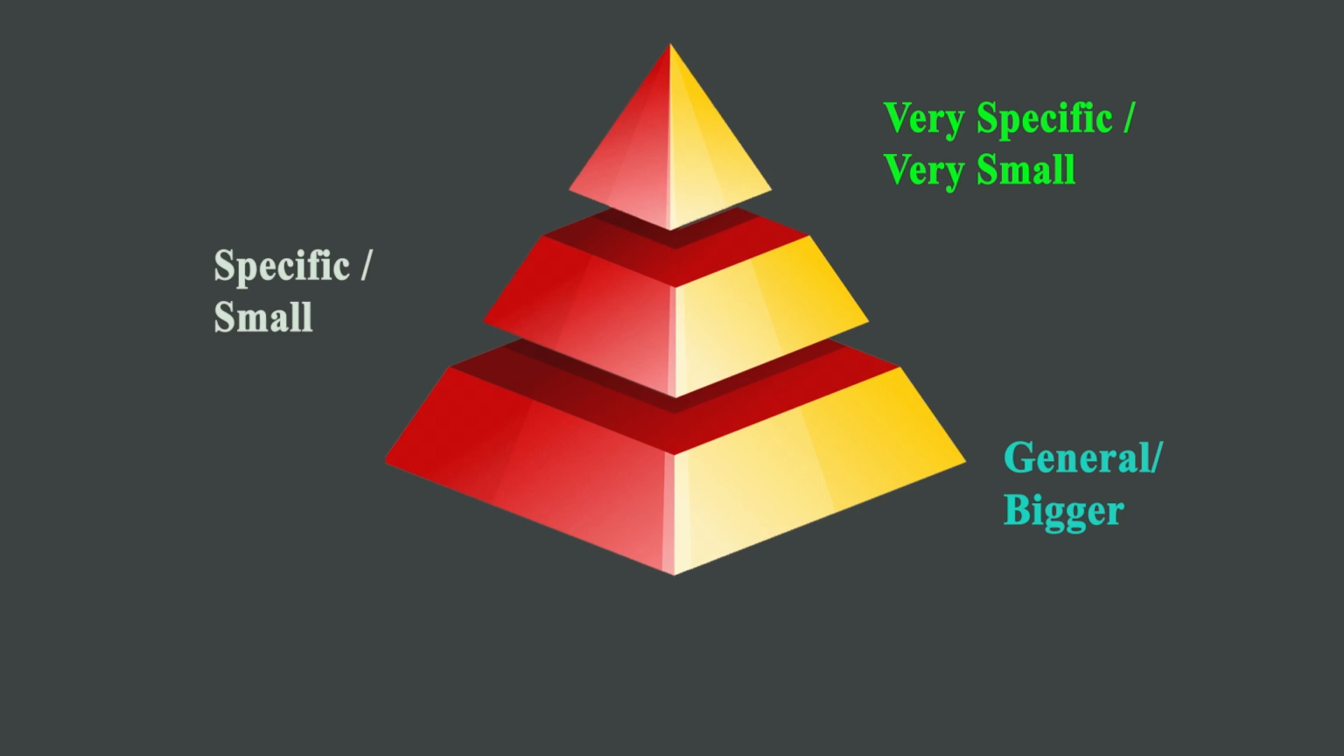For very specific or very small, we will use preposition at. For specific and small, we will use on, and for general and bigger, we will use in. We'll learn in our next video.